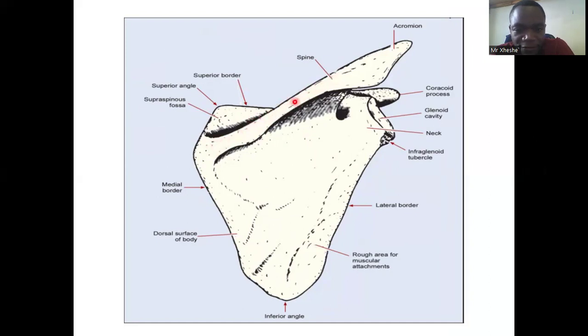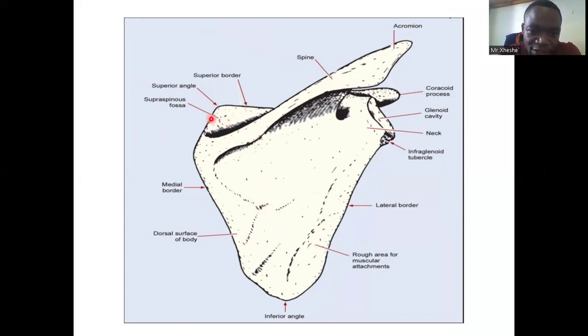Spine of the scapula. Now, the spine of the scapula divides the posterior surface into two surfaces. There's a superior surface there and the inferior surface. So these surfaces are not flat. They are more like depressions. So we call them fossa. So that's a fossa and that's a fossa. The superior one is smaller. The inferior one is larger.